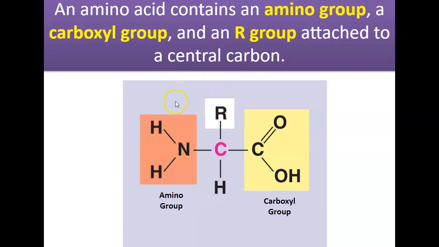The R group is what's different. So in the giant table of amino acids, the R group changes and gives it the different properties. The rest of it is all the same. And that's the basic building block of a protein.